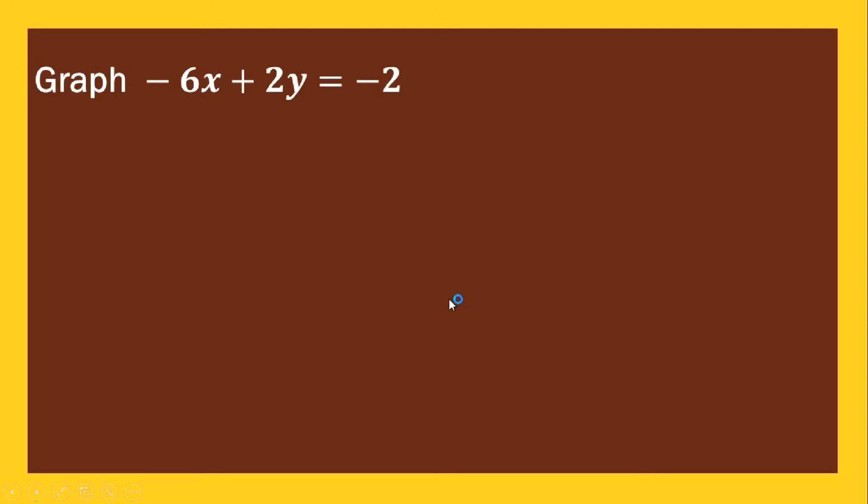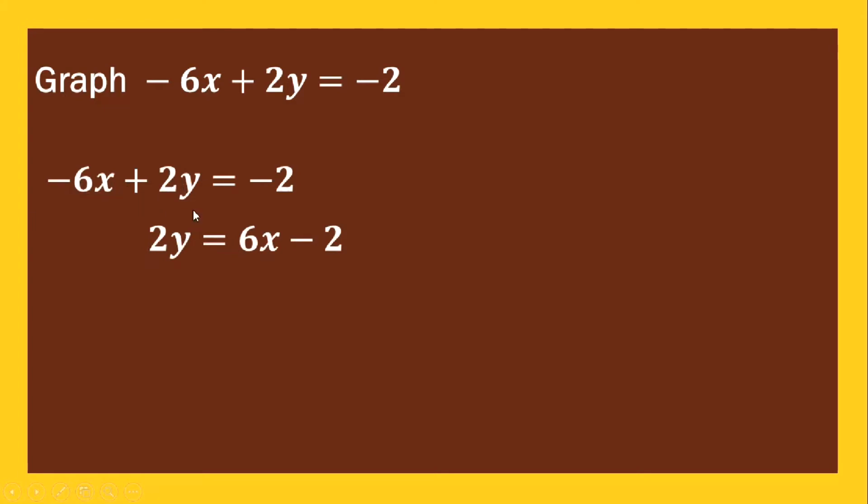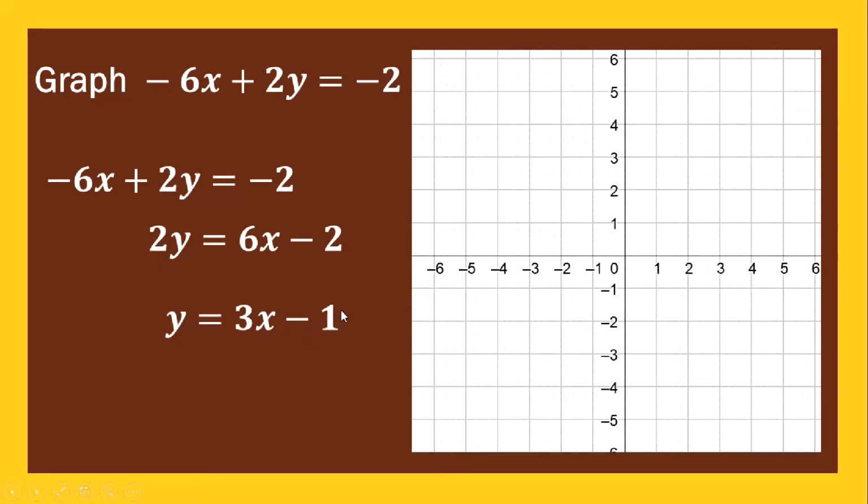We have negative 6x plus 2y equals negative 2. Since this equation is in standard form, lipat muna natin siya sa slope-intercept form. So, we have 2y is equals, transpose to negative 6x, we have 6x minus 2. Then, to eliminate the numerical coefficient of y, divide both sides by 2. So, we have y equals 3x minus 1. This time, ang ating y-intercept is negative 1. So, andito siya sa negative y-axis.